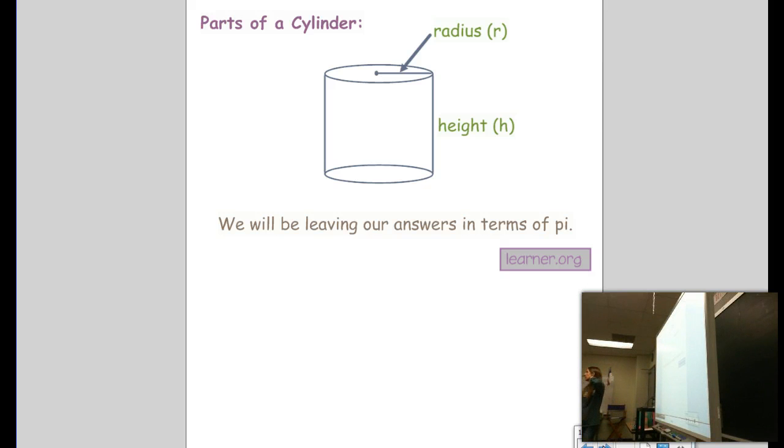Parts of a cylinder. A cylinder has a radius and a height. That's good news, because there aren't that many pieces that you have to find. It's only got a radius and a height. So you don't have to worry about, oh, the prism has a height, but the base also has a height. Which height is which? You don't have to worry about it here. Circles don't have heights. They have radii, which is half of a diameter.